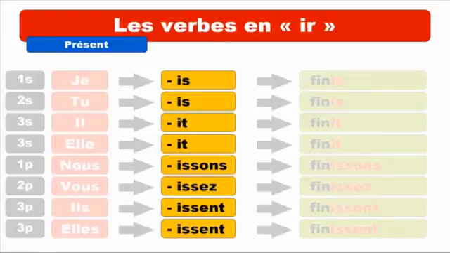For je, it's "is", for tu, it's "is", for il, it's "it", elle, "it", nous, I-S-S-O-N-S, vous, I-S-S-E-Z, ils, I-S-S-E-N-T, and elles, I-S-S-E-N-T. And then finally, before leaving you, just how do we pronounce them? So for je, it's "i", for tu, it's "i", for il and elle, it's "i", for nous, it's "isson", for vous, it's "issé", and then for ils and elles, it's "iss".